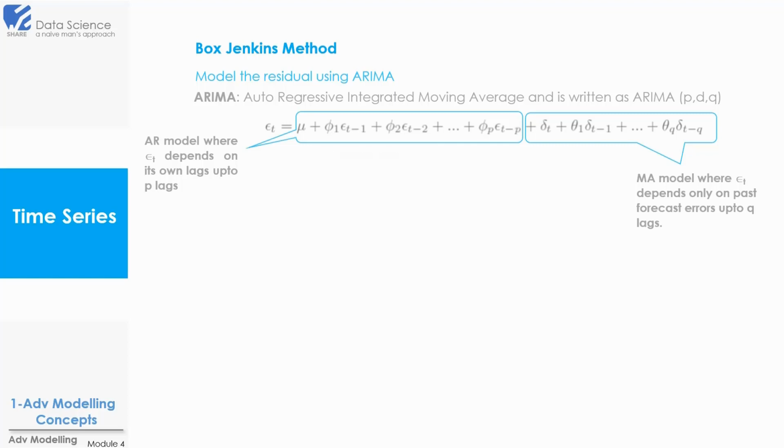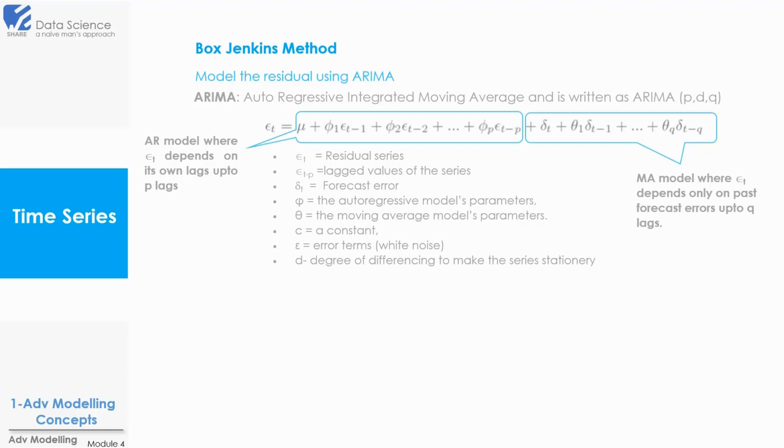Now the rest of the terms of the equation are given here. You can read it here. You can see here phi is the AR model's coefficient and theta is the MA model's coefficient. Also, if you see the last term here, which is D, this is the degree of differencing to make the series stationary. We will see what stationary series are, and we will also learn what differencing is. So finally, the order of ARIMA is defined by P, Q and D. P and Q are the lags of the AR and MA model respectively, and D is the degree of differencing which is required to make the series stationary.